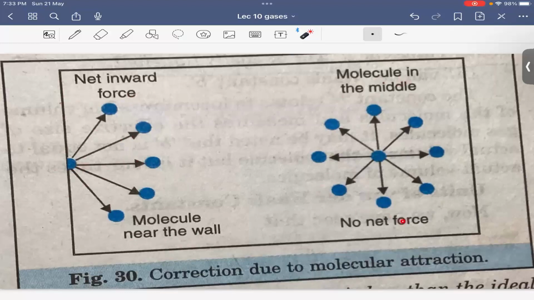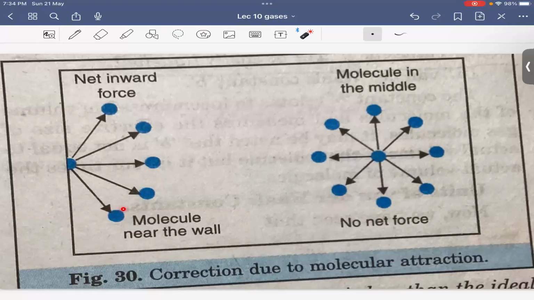Whereas a molecule in the middle has no net force. As discussed earlier, some attractive forces exist between the molecules of a real gas. Consider this figure: a molecule of gas in the middle of the container is being attracted uniformly by the neighboring molecules. The attractive forces neutralize one another, and there is no resultant pull on the molecule.